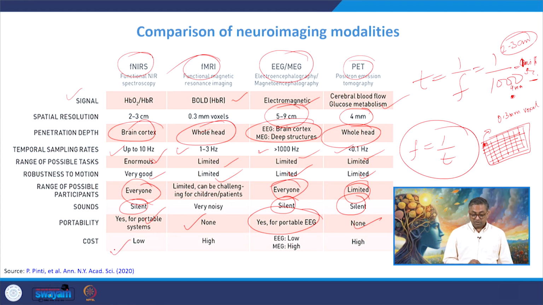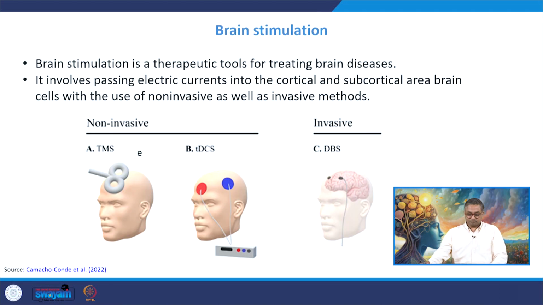Cost, if you talk about fNIRS, the cost of a normal fNIRS these days is around 90 lakhs, which is not that cheap, but in relation to other imaging tools, it is considered to be cheap. EEG is cheap, but MEG is very expensive, as I said earlier also, and PET is also high because of the usage of radioactive tracers, which are not easily available.